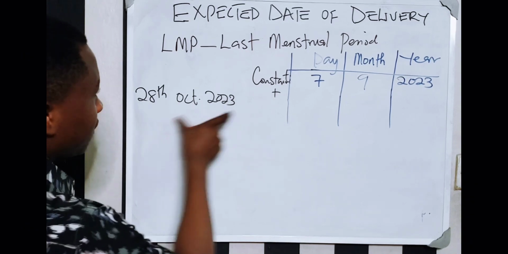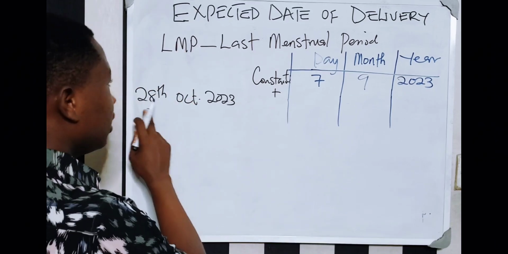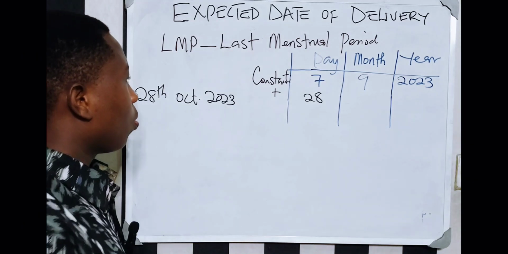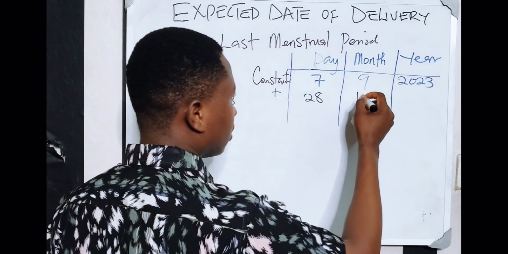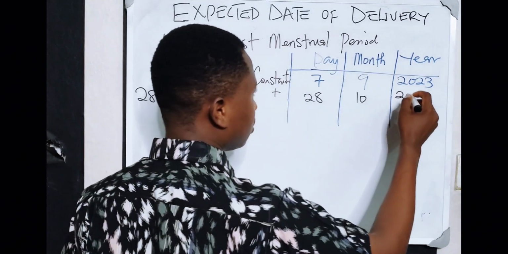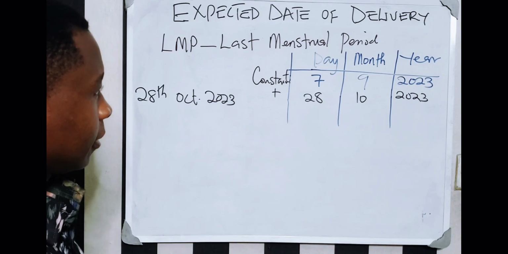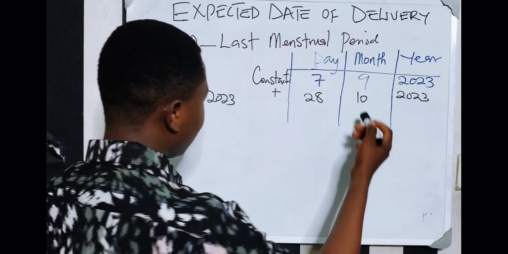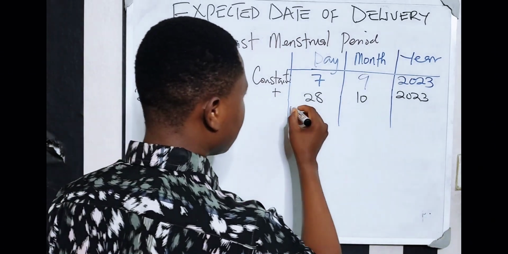Now we're going to transfer this information into our table, into our constants. Okay, so the day is 28. We have 28 here. What's the number for October? October is the 10th month, right? The 10th month. Then our year 2023. Okay, so that's that. Now working on this, there's a problem here. Obviously there's a problem here when you add this together.